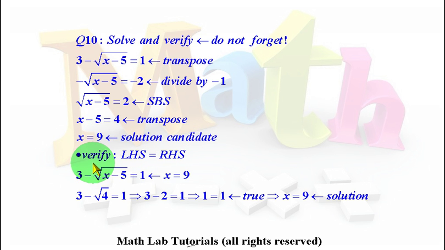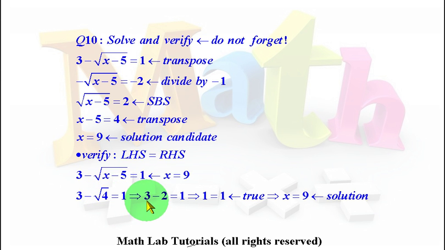And then we need to verify that the left-hand side is equal to the right-hand side. Again, we go up here and copy-paste the original radical equation. There it is right there. And we substitute in our candidate, x equals 9, as usual. And we get on the left-hand side, we get 3 minus, 9 minus 5 is 4, so we get the square root of 4. And on the right-hand side, we get 1.